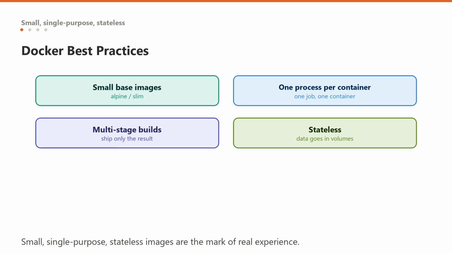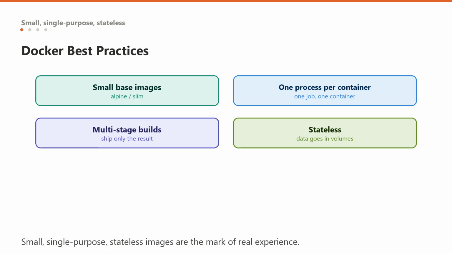A few best practices that make real experience. Use small base images, like the Alpine or Slim variants, for faster builds and a smaller attack surface. Use a .dockerignore file to keep junk out of your image. Run one process per container. One job, one container. Use multi-stage builds to compile in one stage and ship only the result, keeping images tiny. And as we said, keep containers stateless, data goes in volumes.